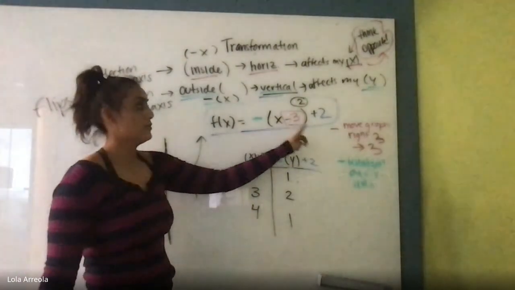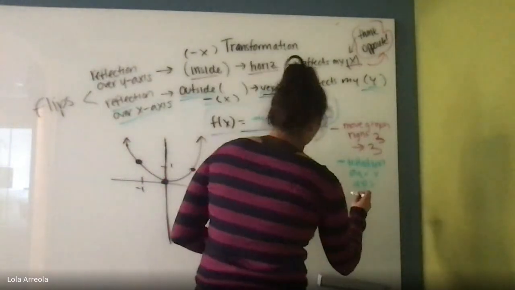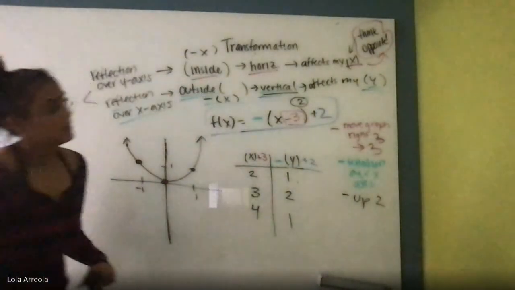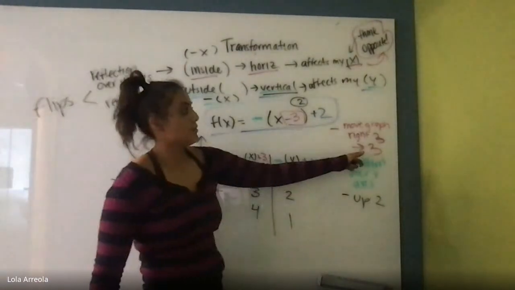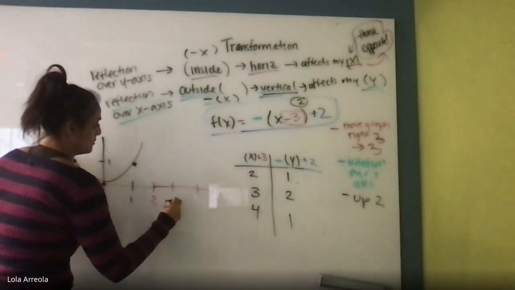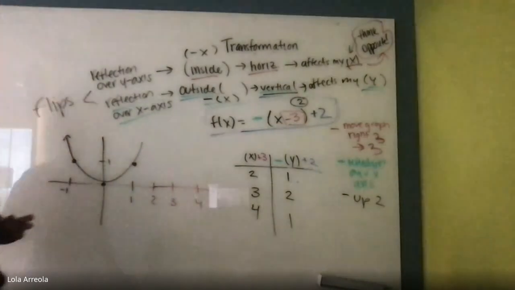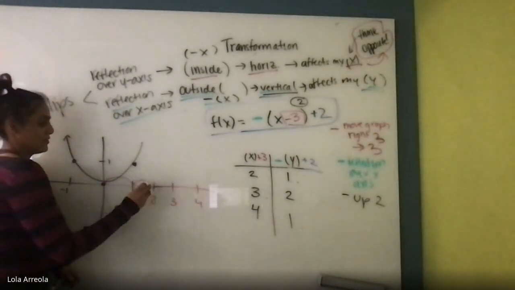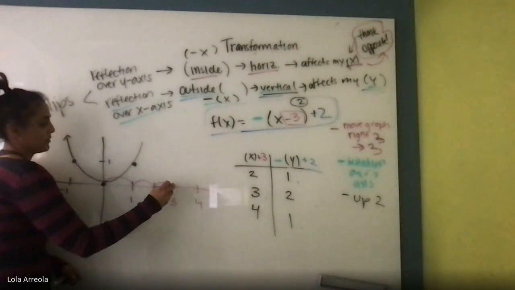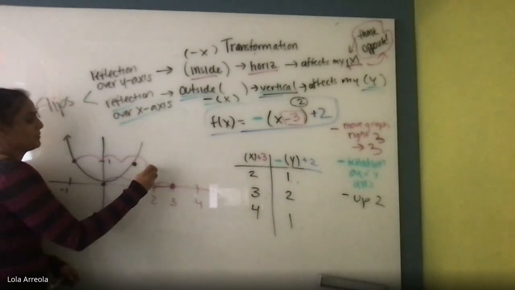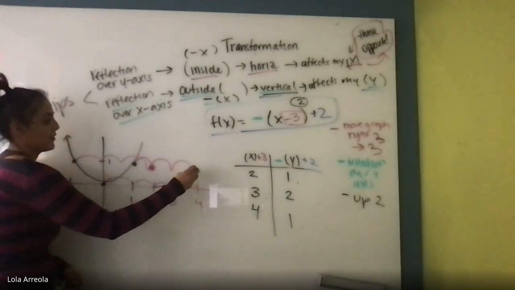My graph moves to the right 3. 2, 3, 4. 2, 3, 4. This is going to have 1, 2, 3. Since I'm moving my graph to the right, this is going to have 1, 2, 3. Again, moving my graph to the right. 1, 2, 3. Moving my graph to the right.